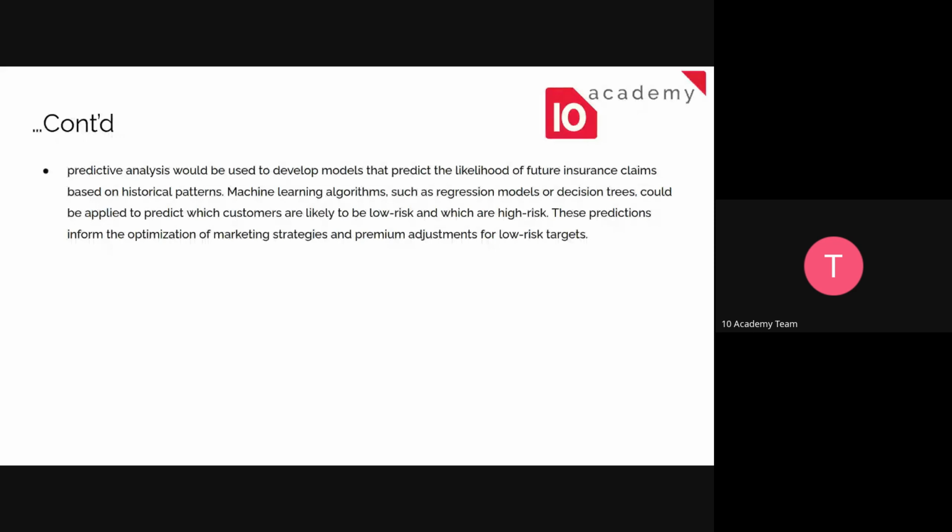So based on some measurements that we've collected from the previous analysis, we will make the predictive analysis. These predictions inform the optimization of marketing strategies and premium adjustments for low risk targets. So we might put different types of premiums for low and high risk people.